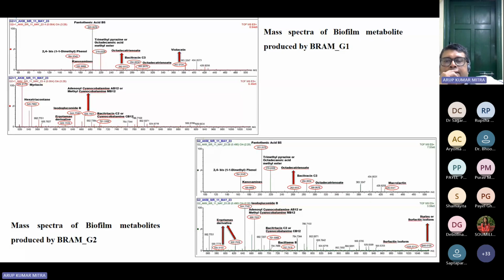Very interesting, you see. They were not liberating these in the surrounding, but were also keeping them in their biofilm, biofilm retention. And that includes different secondary metabolites like hexatriacontane or oligoglucamide, all antibiotic compounds. They were producing vitamins like cyanocobalamin, vitamin B12. They were producing 2,4-dimethyl phenolic compounds, which are antifungal, preventing the growth. And the peaks are quite prominent. This is G1, this is G2.